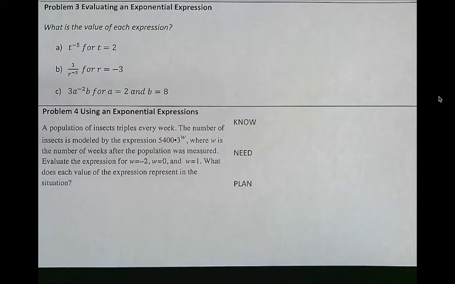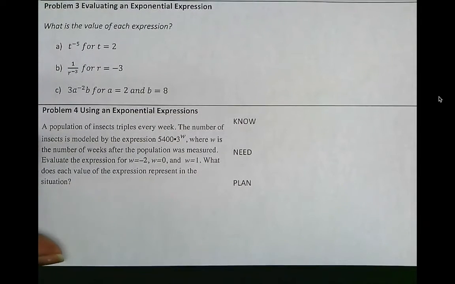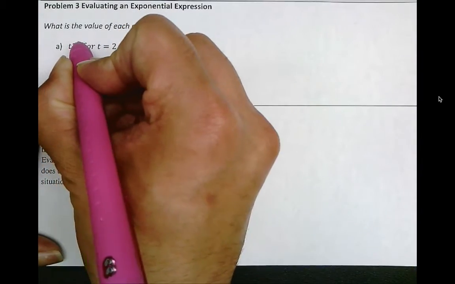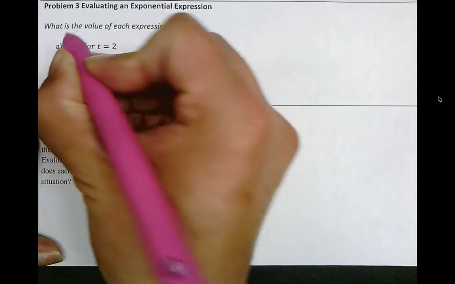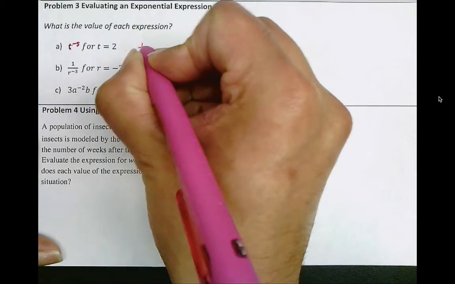In problem 3, we will use our negative exponent rules to rewrite our expressions with positive exponents. We will then evaluate the expression by plugging in a value for the variable. So part A, our negative exponent of 5 belongs to the t. So let's go ahead and rewrite that here.